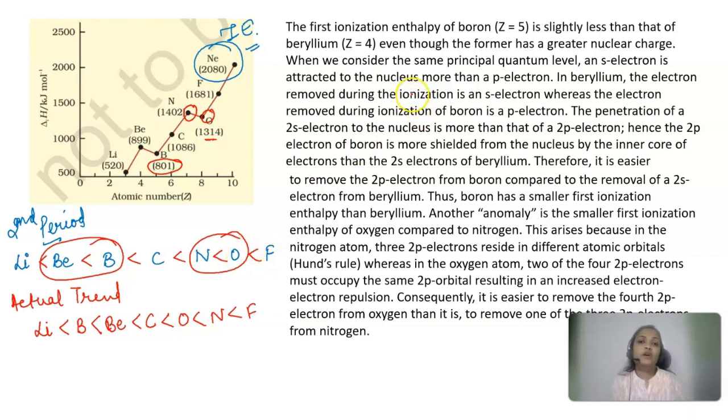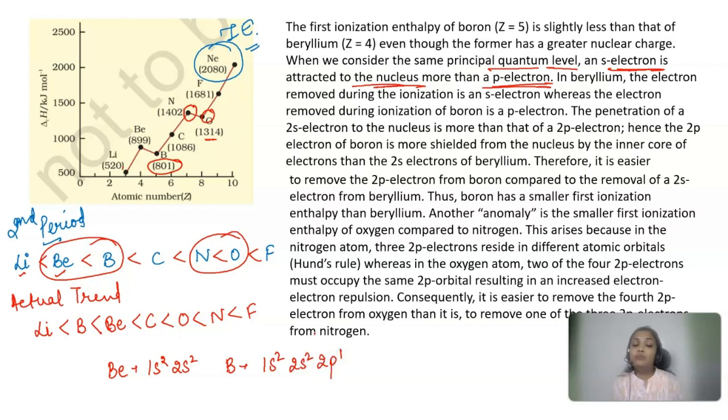So students, when you are talking about the same principal quantum number, you should understand that s electrons are attracted to the nucleus more than the p electron, meaning the penetration effect of an s electron to the nucleus is more than that of a p electron. So write the electronic configuration of beryllium and boron. Okay, so if I am talking about lithium, then beryllium. So beryllium is 1s2, 2s2, and boron is 1s2, 2s2, 2p1.